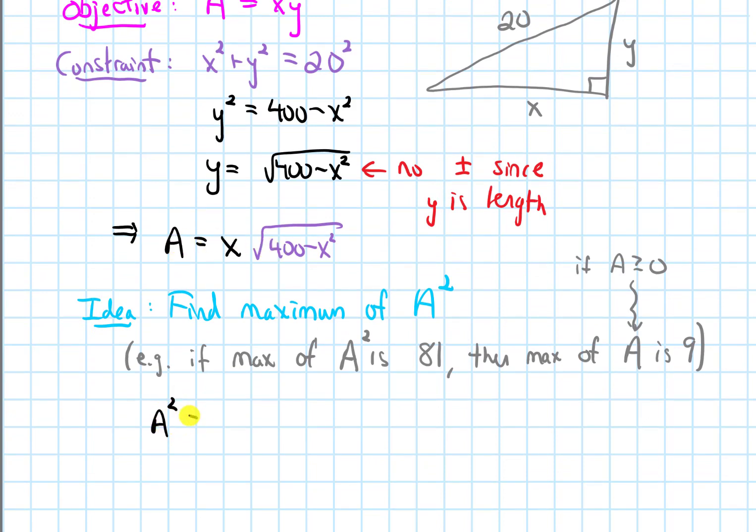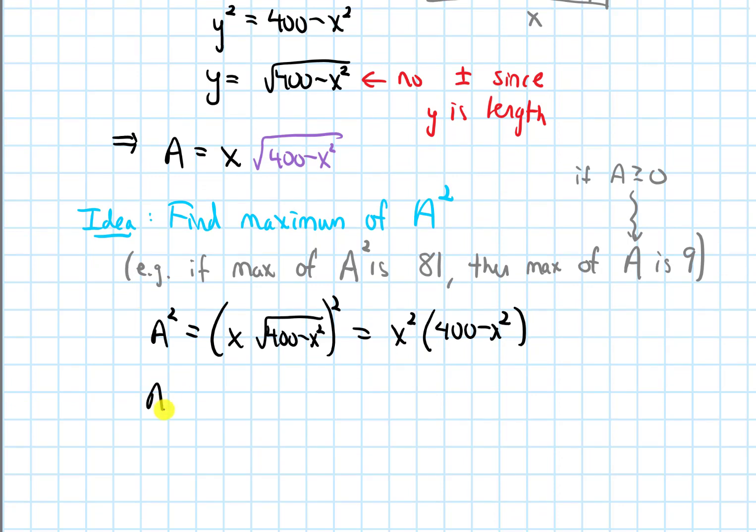That'll give me a squared equals x times root 400 minus x squared, that quantity being squared. So when I square this, because these are multiplied, I square each of them. I get x squared times the root squared. So the root goes away, and I get 400 minus x squared. Okay, so a squared equals, let's distribute x squared to get 400x squared minus x to the fourth. And now it's fully simplified.